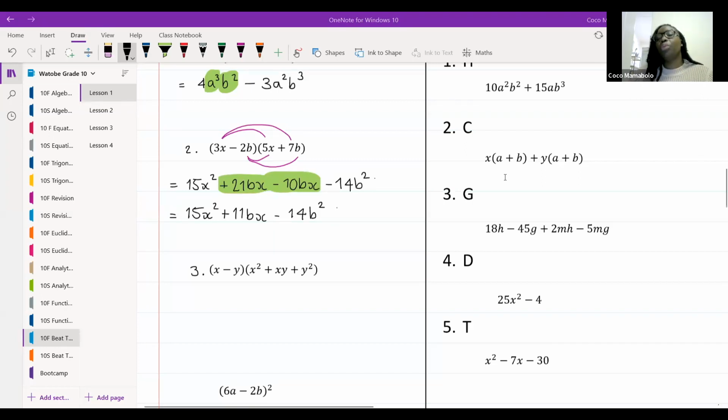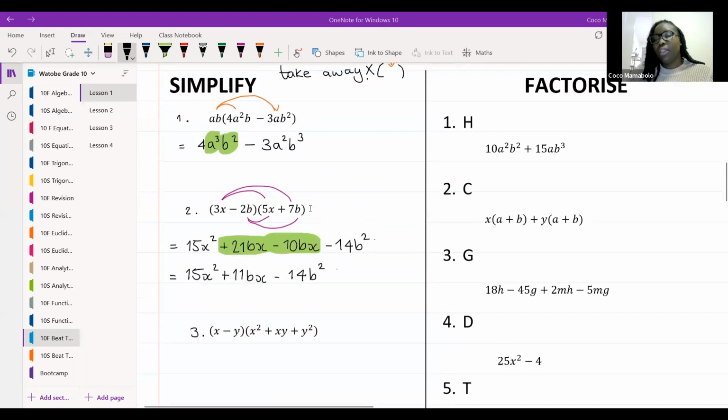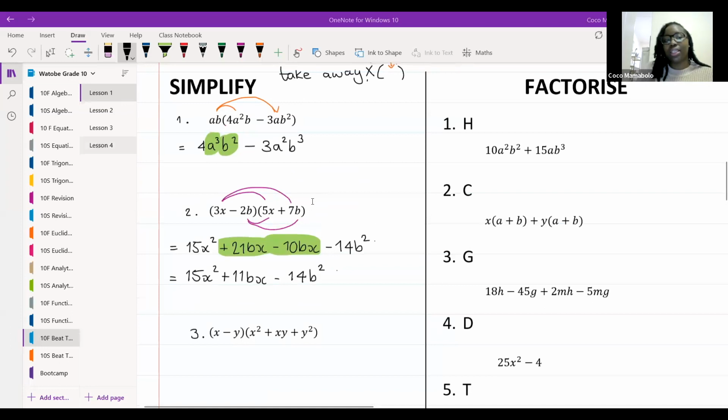Okay, Jonathan, we're not going to factorize, my sweetie, because the instruction says simplify. And simplify means multiply out. Okay, it means to multiply out, and that's what we're doing here.